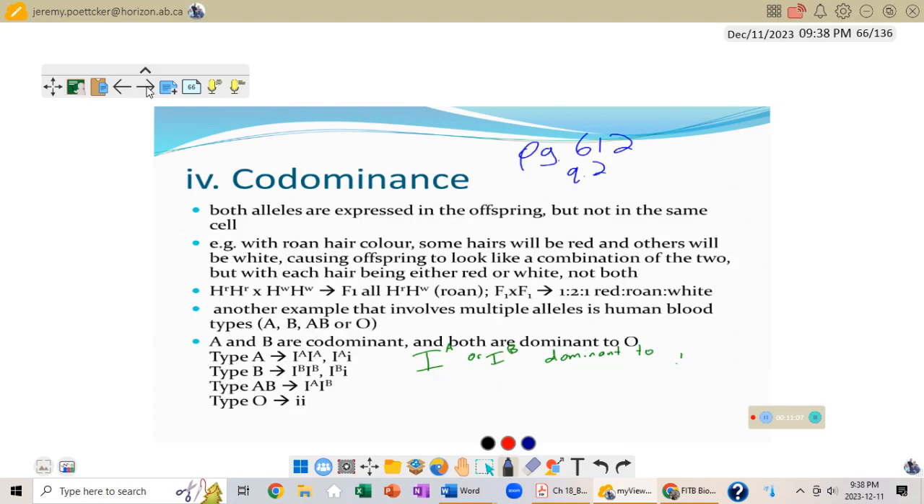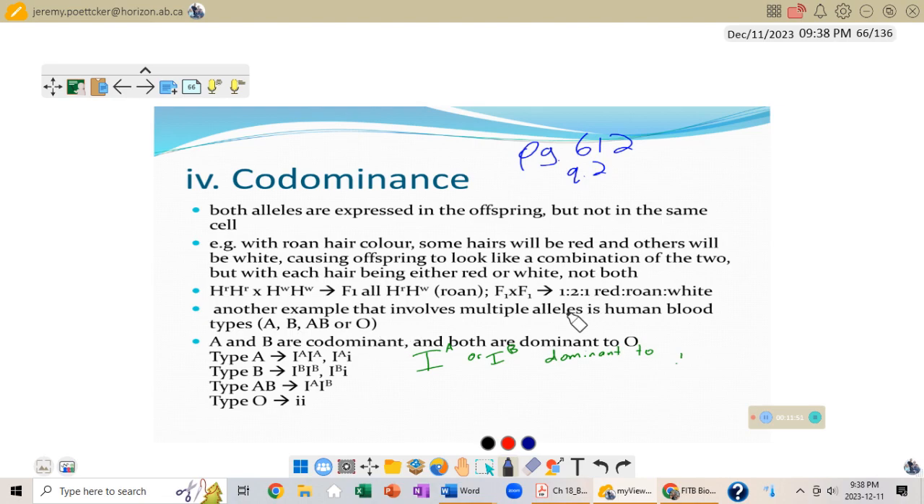If we look at something like codominance, this is where we get both alleles expressed in the offspring, but not in the same cell. This is going to be HR HR. We show codominance with capital letters as the superscripted letter. And here we end up with all kinds of things we could look at. So roan cattle: red crossed with white gives us roan. Roan is where any of the individual hairs will be either red or white, but there's going to be a mixture of those two that show up.